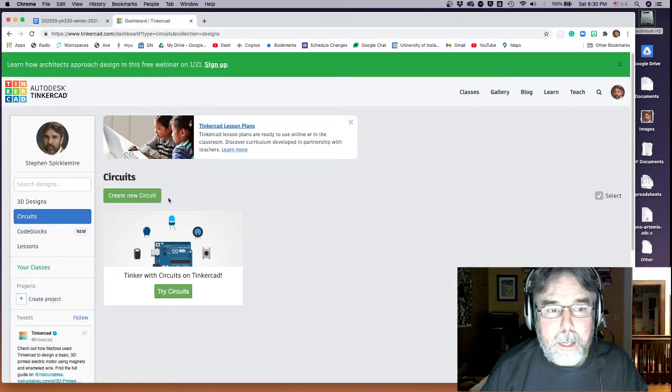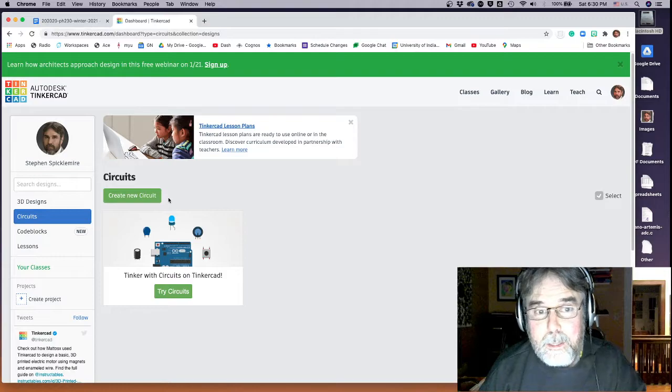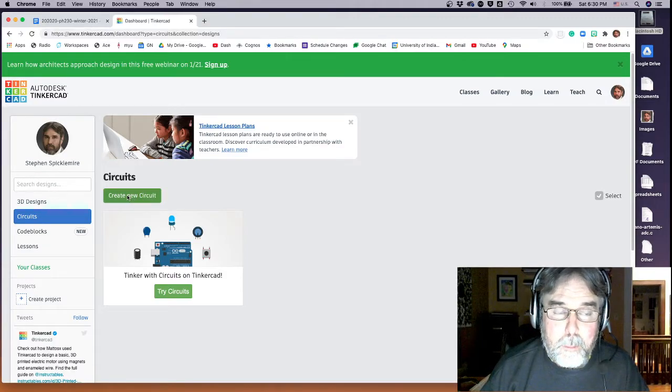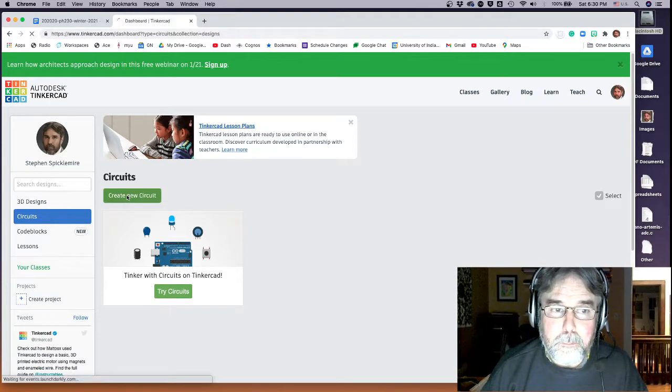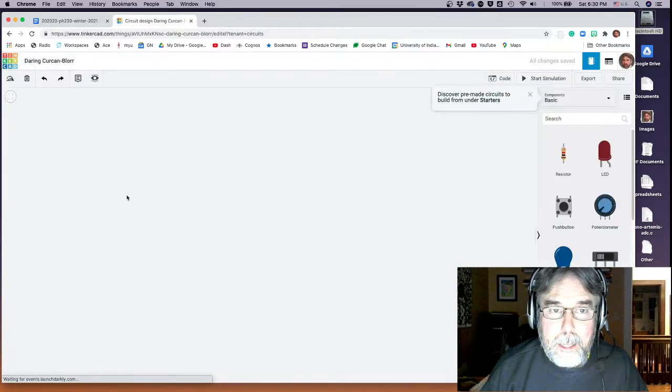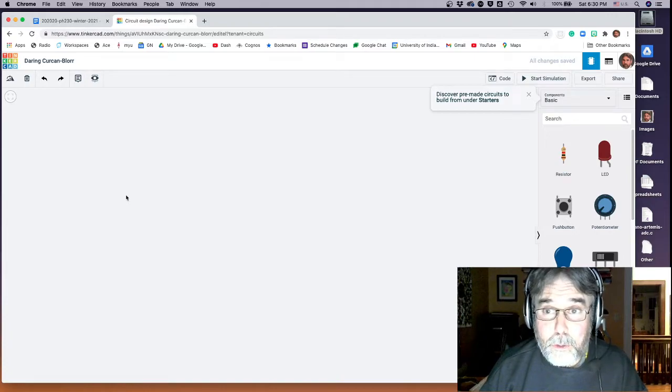So you go into TinkerCAD, go ahead and join using the link in the syllabus. Make sure you log in with your Google account, your Google account, of course, is your UIndy account, which is actually a Google account.